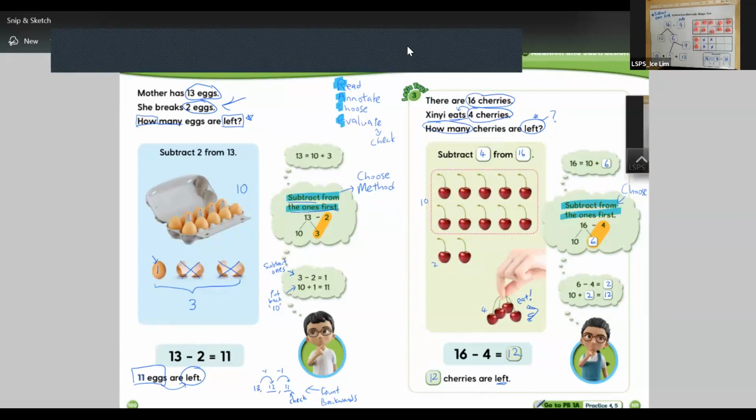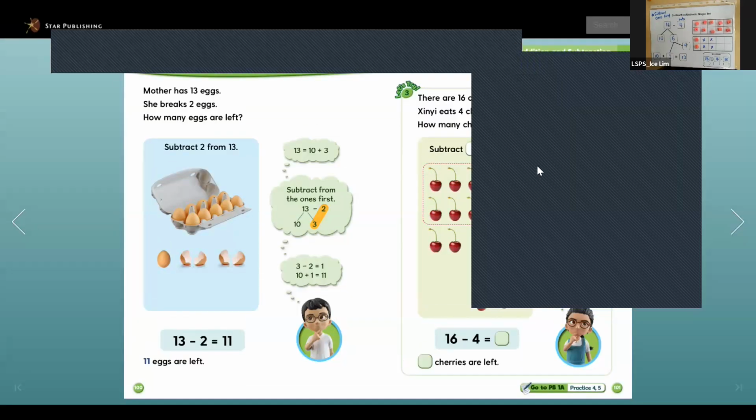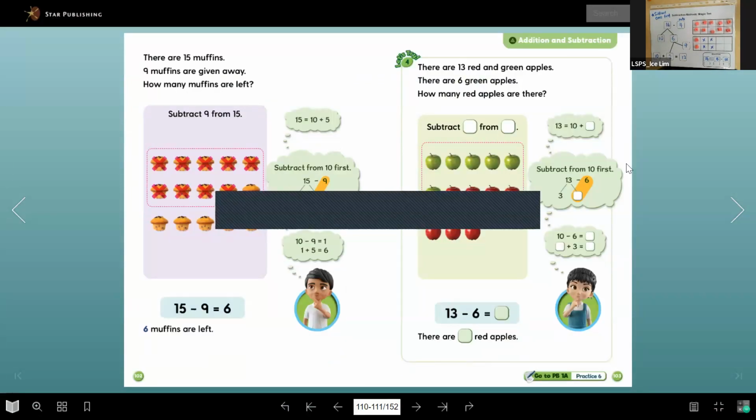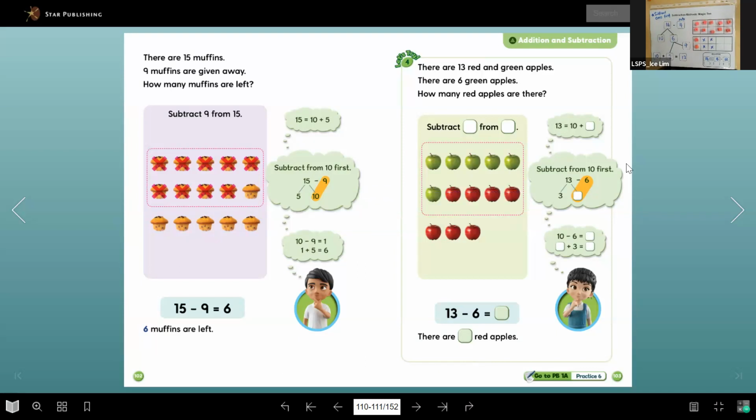Now, let's take a look at the next page of the textbook. After the cherry story, what stories do we have? On page 102 and 103. Very good. It's on the muffins and apples. Can you take a quick look at these two pages of the textbook, page 102 and page 103? What do you think is the strategy that's being used?